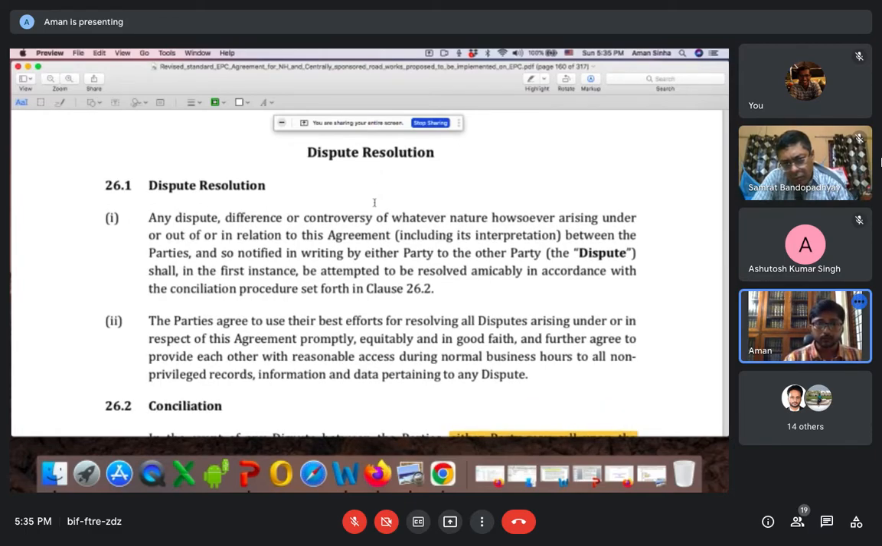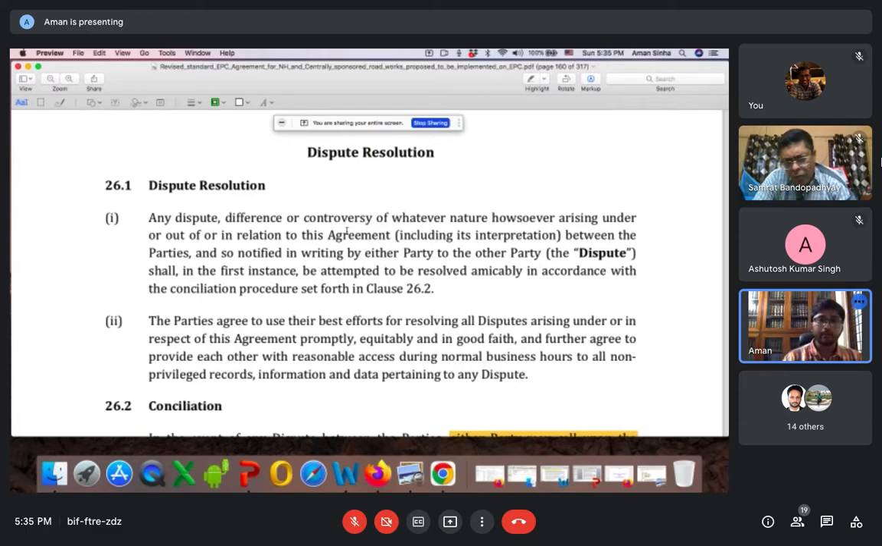Before invoking the arbitration clause, there is usually a dispute resolution mechanism in which the authorities hire technical personnel. They form a board, which we call the dispute resolution board. At first they look into the matter, and if that fails, it goes to conciliation or mediation. As you are aware, Part 3 of the Arbitration and Conciliation Act deals with conciliation.